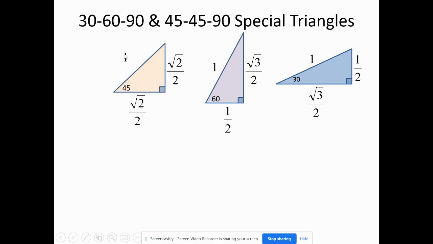If the hypotenuse is 1, then you know your two sides are root 2 over 2. If you have a 60, 30, 90 with the 60 in the bottom left corner, that's important, and the hypotenuse is 1, then you know this side is 1/2 and this side is root 3 over 2. If you have a 30, 60, 90 with the 30 in the bottom left corner, hypotenuse is 1. Now the 1/2 is over here and the root 3 over 2 is here.